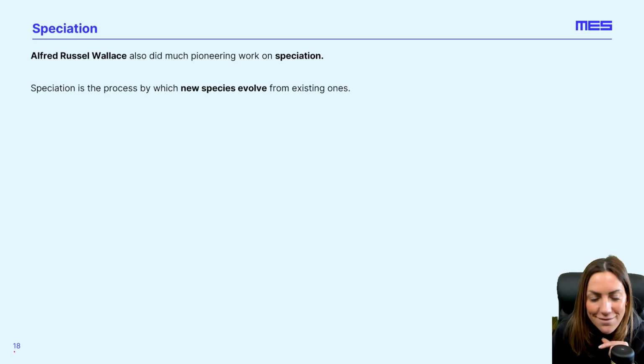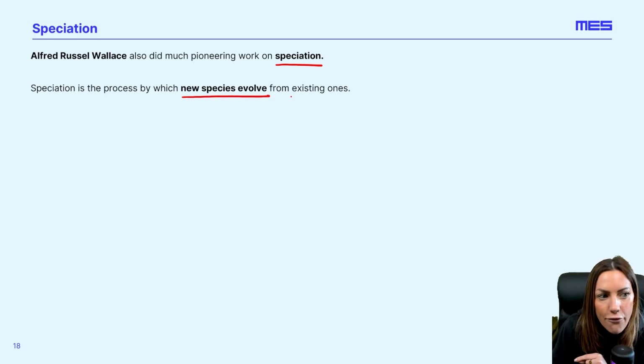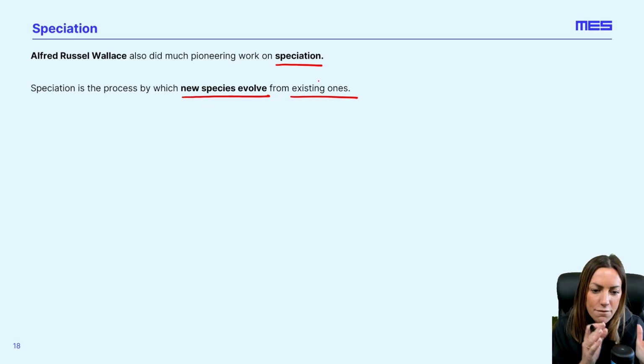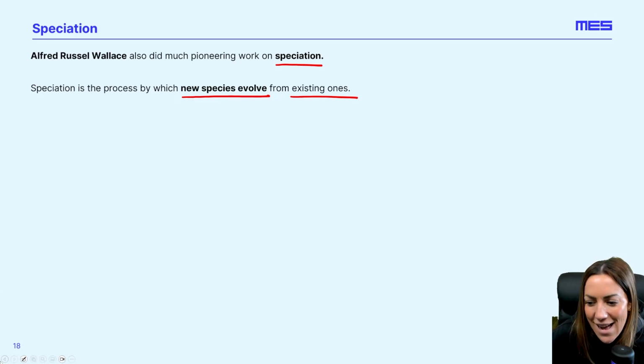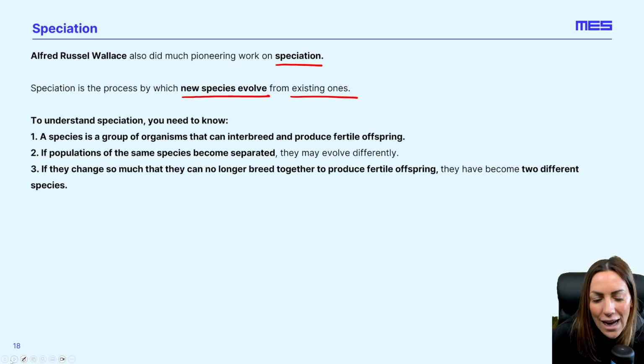Russell Wallace then, very important guy. Not only did he come up with the same theory of evolution via natural selection, not only did he look at warning coloration and mimicry, but he also did lots of pioneering work on speciation, which is another triple science topic. So speciation is the process where new species evolve from pre-existing ones. So you've got an original species, it evolves into a new species, or it evolves into two new species, or three new species. Let's go through how it's done.